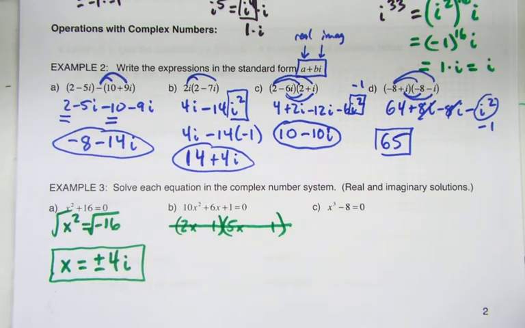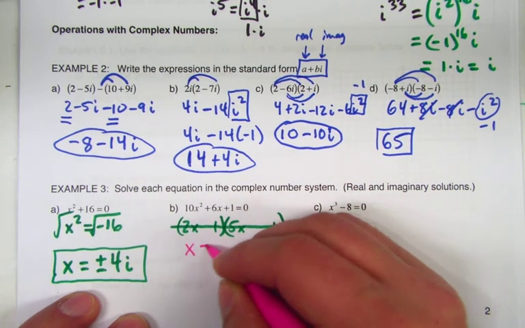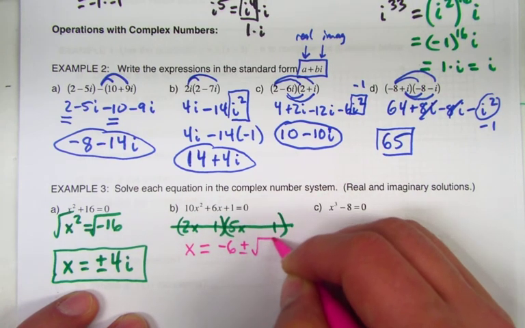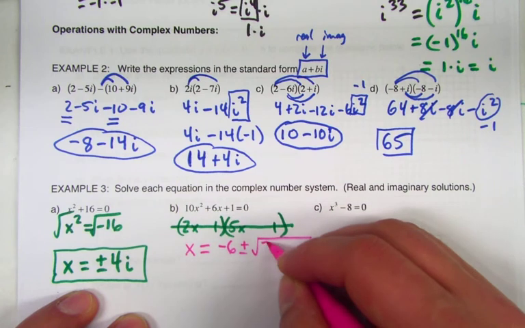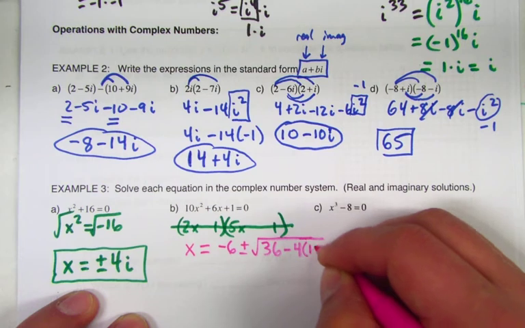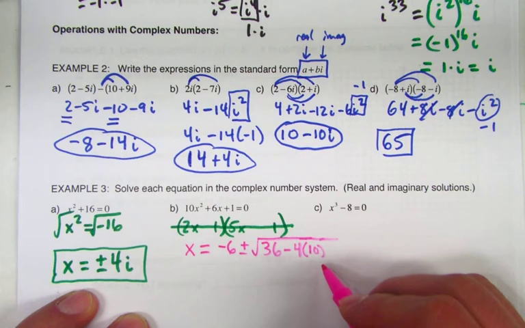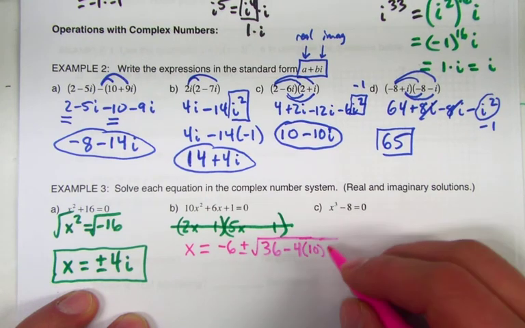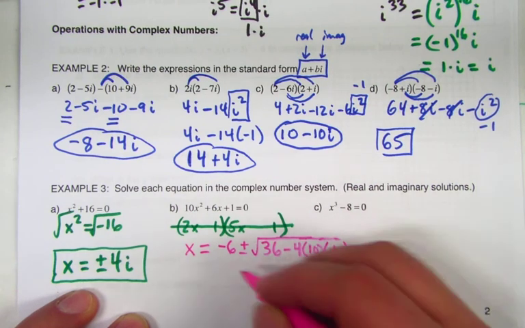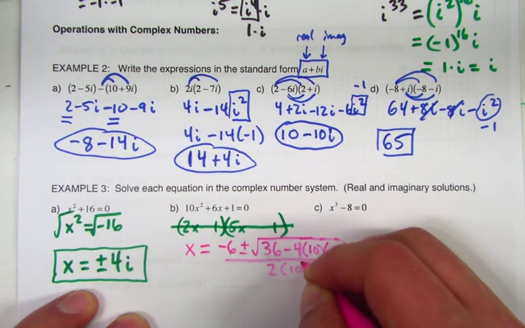Okay, so the quadratic formula says that x equals the opposite of b, which in this case is negative 6, plus or minus the square root of b squared, so that's 36, minus 4 times a is 10, and let's see, b squared minus 4 times a times c is 1. This is all over 2 times a, which is 10.